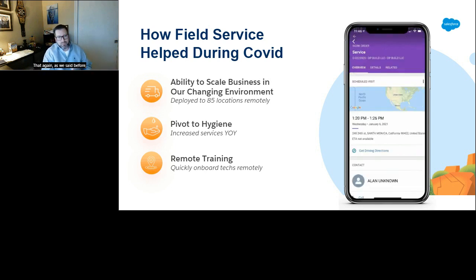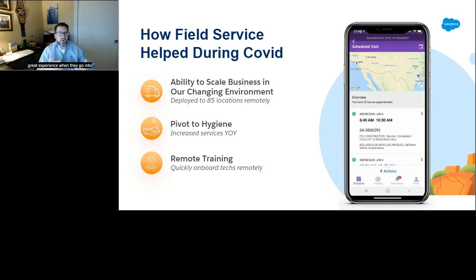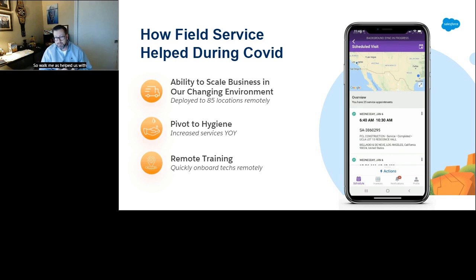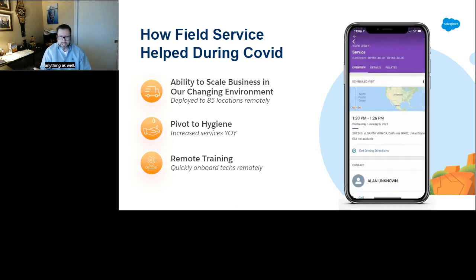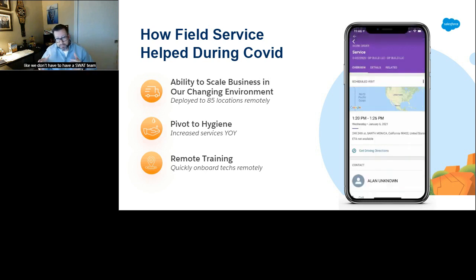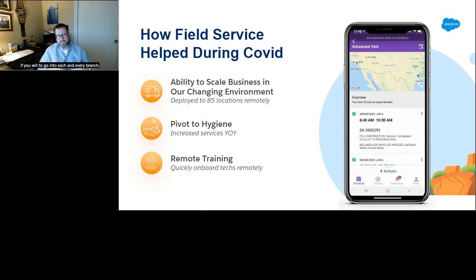Again, as we said before, everyone should have a great experience when they go into one of our portable sanitation units. And then remote training, right? Jason touched on it earlier: quickly onboarding technicians remotely. WalkMe has helped us more than anything, as well as ride-alongs. We no longer have to have people embedded in, or a SWAT team, if you will, going into each and every branch so everyone learns how to do something. Now we can do it virtually.